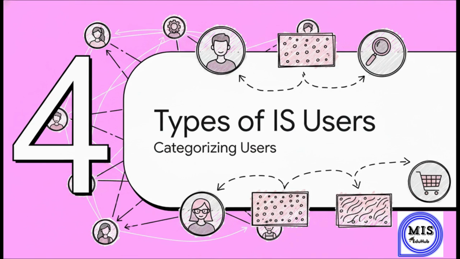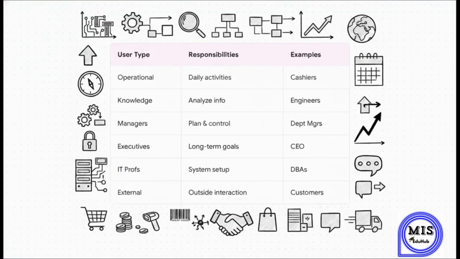Section 4. Types of IS users. Let's take a closer look at those users to see exactly who they are. The user base in any big organization is incredibly diverse. Down at the foundation, you have operational employees, like cashiers processing that daily data. Then there are knowledge workers like engineers or analysts who use the systems to solve complex problems. Moving up the ladder, managers use the systems for departmental control, while senior executives use them to map out long-term goals. We also can't forget the IT professionals keeping the lights on and external users like suppliers or online shoppers who are constantly interacting with the company's outward-facing systems.